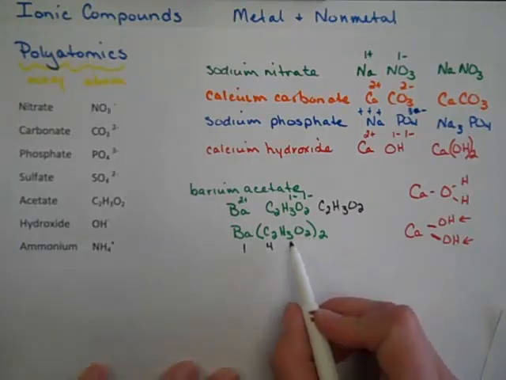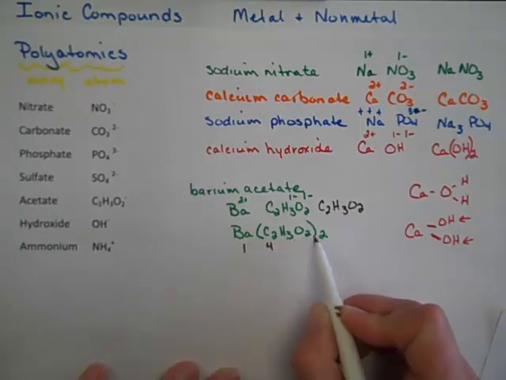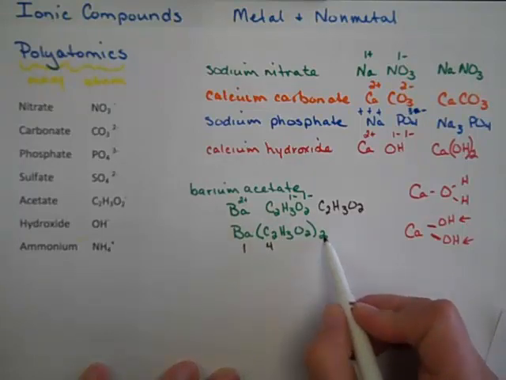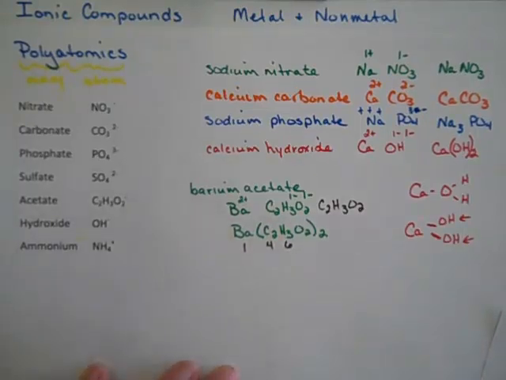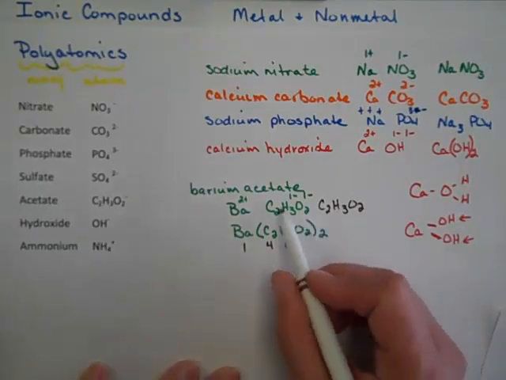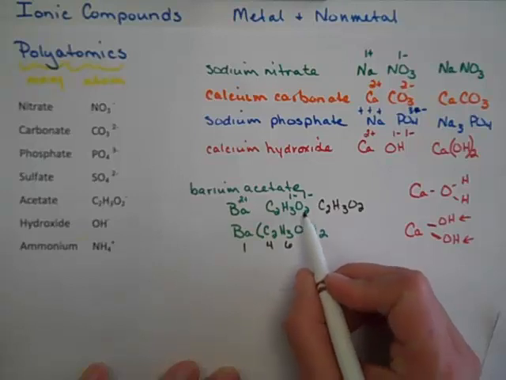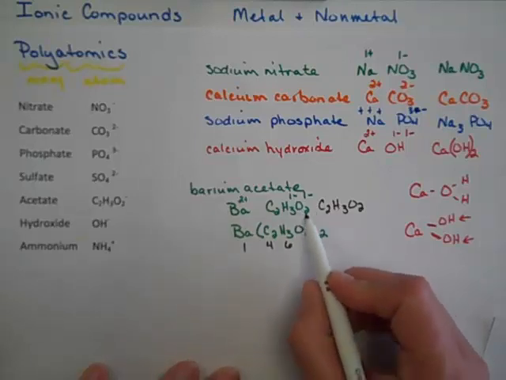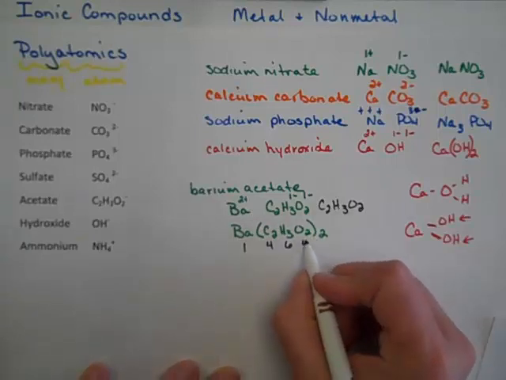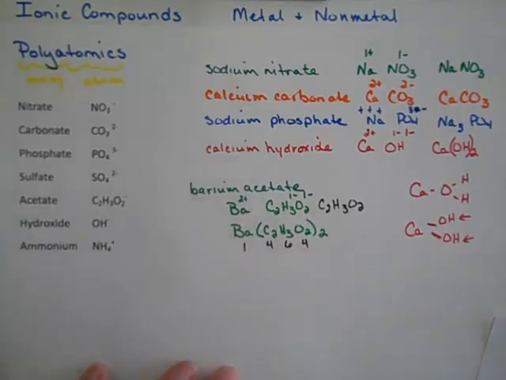If we look at our hydrogen, in 1 acetate ion, we have 3 hydrogen atoms. And if we have 2 of them, we have 3 here, we have 3 here, we take that 3 times 2, we have 6 total hydrogen atoms. And then if we look at our oxygen, in each one of our acetate ions, we have 2 oxygens, and we have 2 of them, so we would have 4 oxygens.